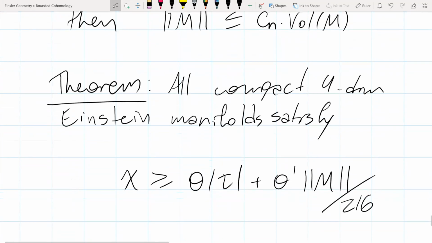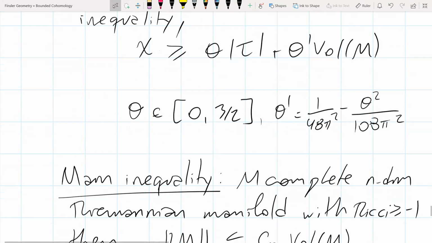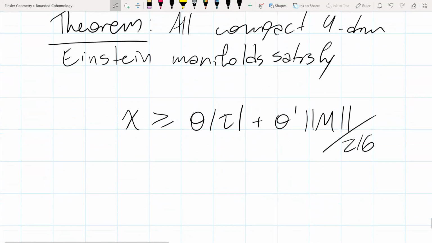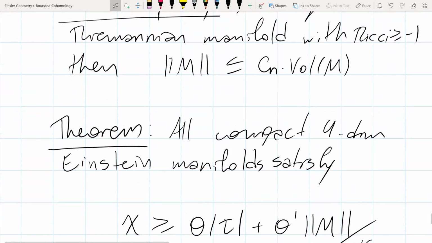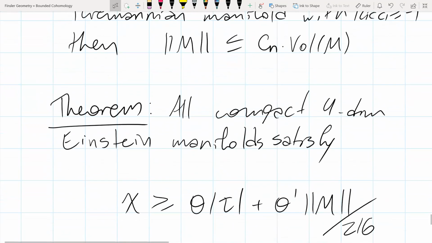No, theta prime is arbitrary. Theta prime depends on theta. So theta can be any number from 0 to 3/2, and theta prime is this function. But every metric can be normalized. So they're all compact four-dimensional Einstein manifolds.